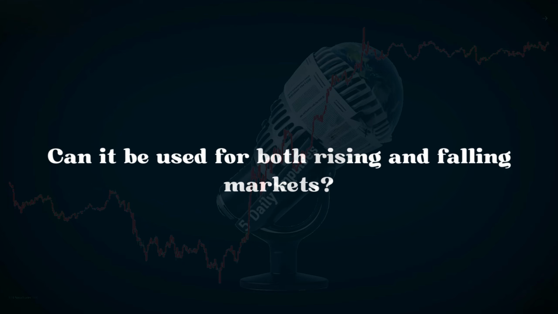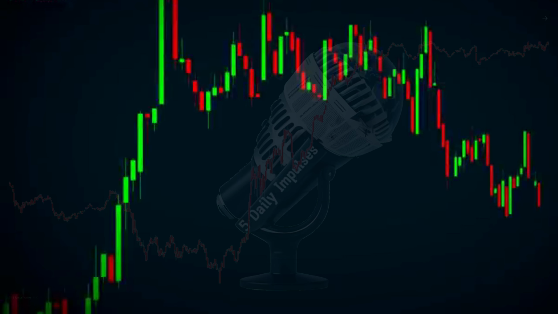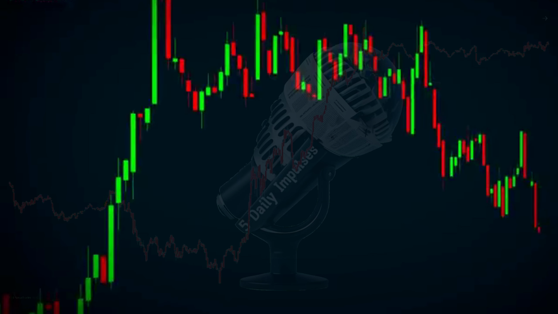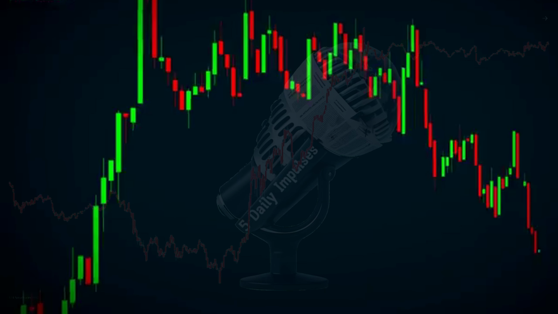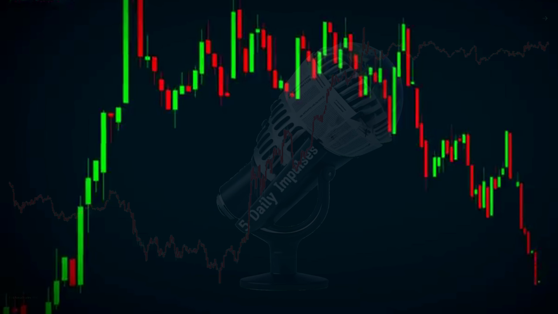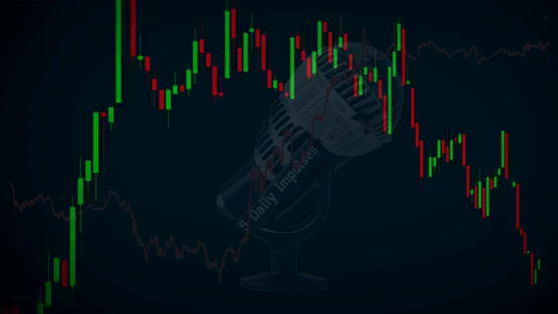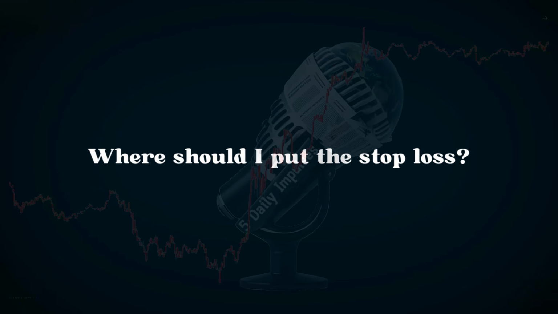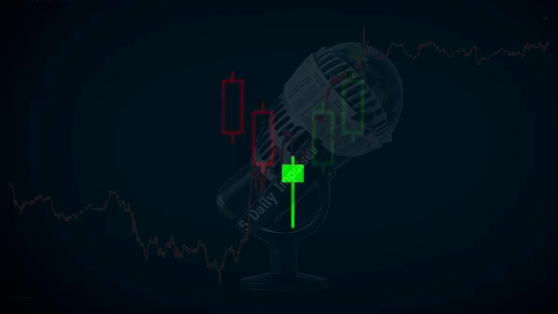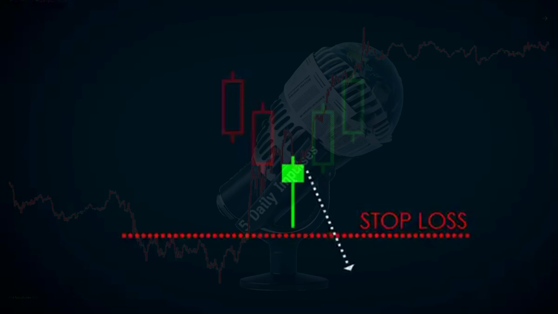Are the examples valid for both upward and downward movements? Yes, the percentages are similar whether we take bullish or bearish trades using the candlestick patterns discussed in this course. Where should the stop loss be placed? According to the study, the best place to set a stop loss is just below the pattern. If the pattern is broken in the opposite direction, simply exit, limiting your losses.